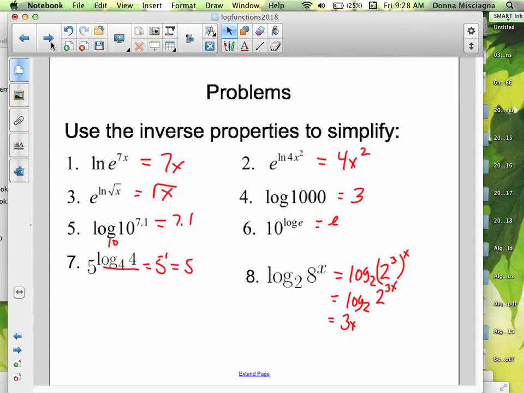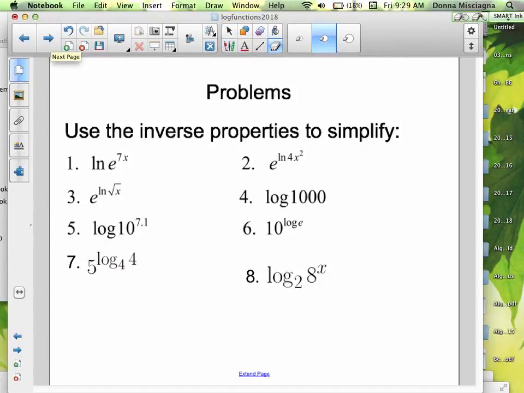All right, so I didn't erase these from the other class, but I'll erase them now and I'll just go over them real quickly. I won't call on you, I'll just do the talking. So natural log and e, we'll do this together. Natural log and e would cancel. What's natural log of e to the 7x, class? 7x. How about e to the natural log 4x squared? What's that going to be? You're close. 4x squared.